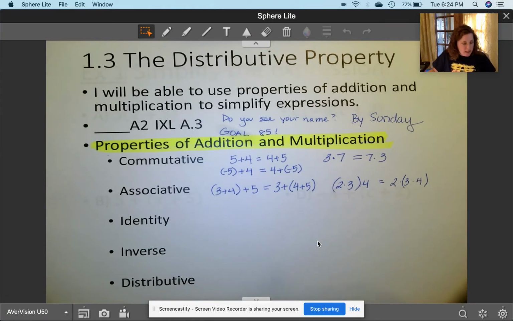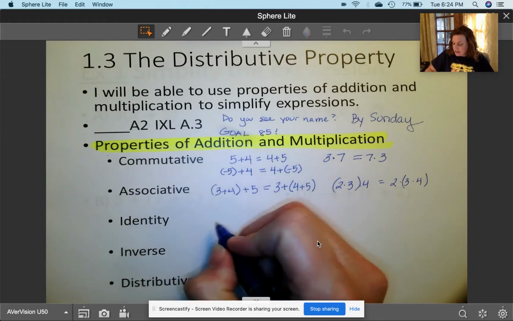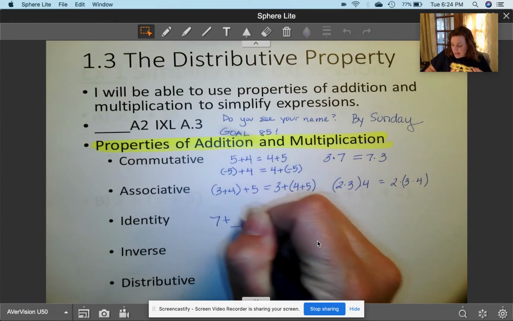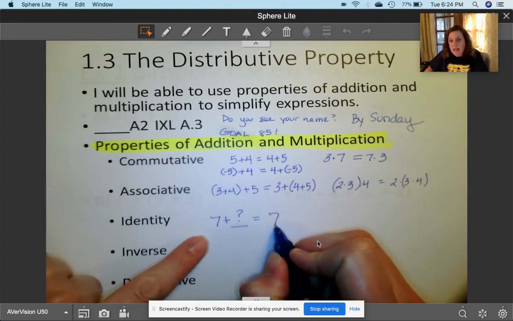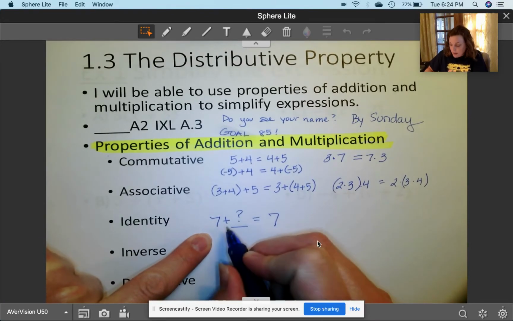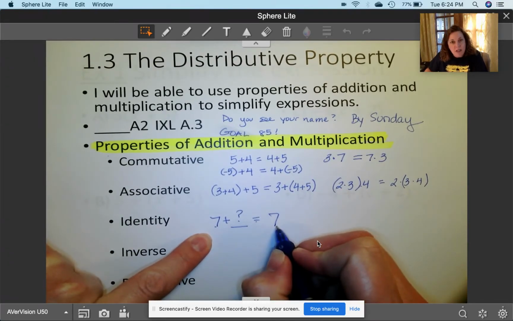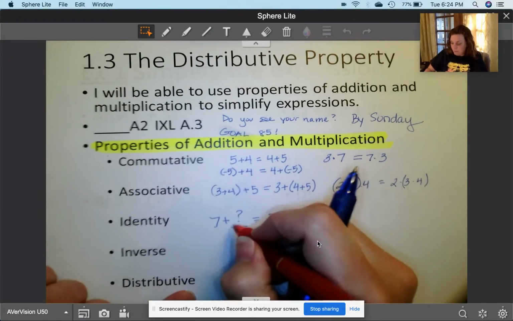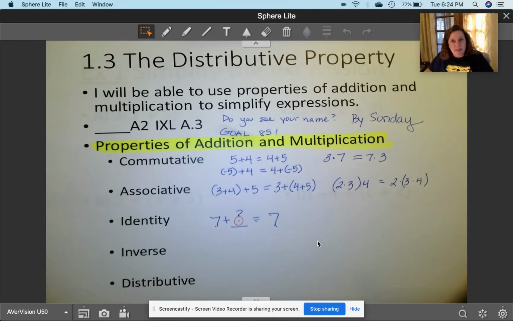The identity property for addition says if I take a number like 7, think identity, identical to itself. What do I have to add to it so that whatever I started with is equal to whatever I'm ending with? Well, what do we have to add? 0. We can add nothing and we'll get the same thing. So adding 0 doesn't change anything.